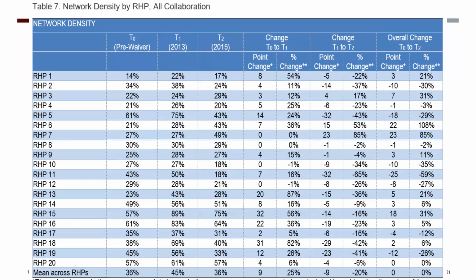So this is one form of data I was dumped. I was actually given the raw data of the survey that was collected like this, and along with that, I was given the report that whoever collected the data wrote. What you're looking at is what was in the report. We have 20 RHPs, and we see the density of each RHP at each time point. They had 3 time points: one pre-waiver, one in 2013, one in 2015. In their report, they looked at time changes from T0 to T1, T1 to T2, and T0 to T2. So this is not what I did. This is the start of what I got.